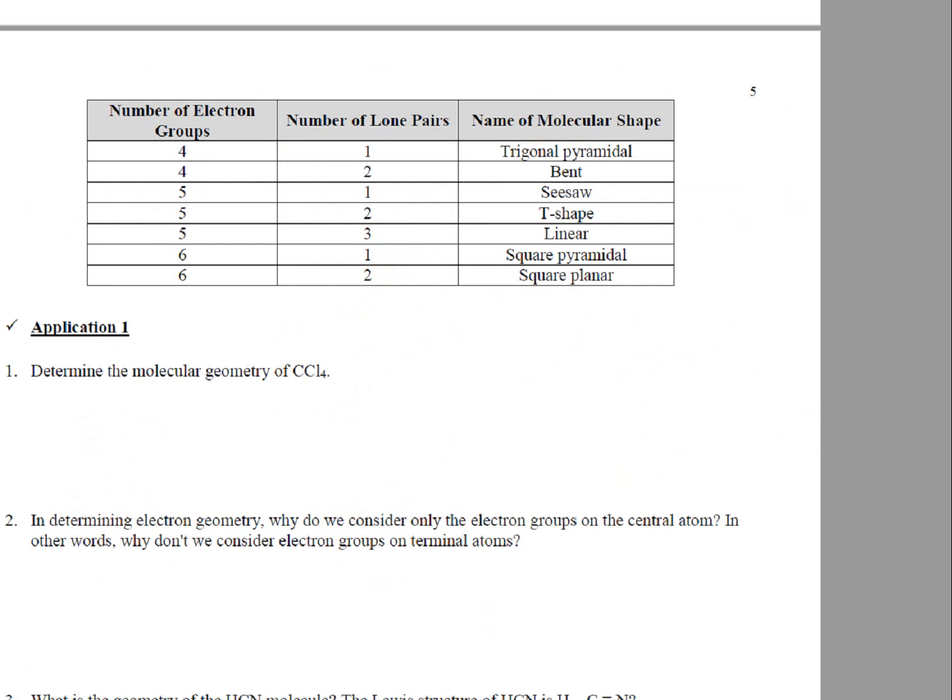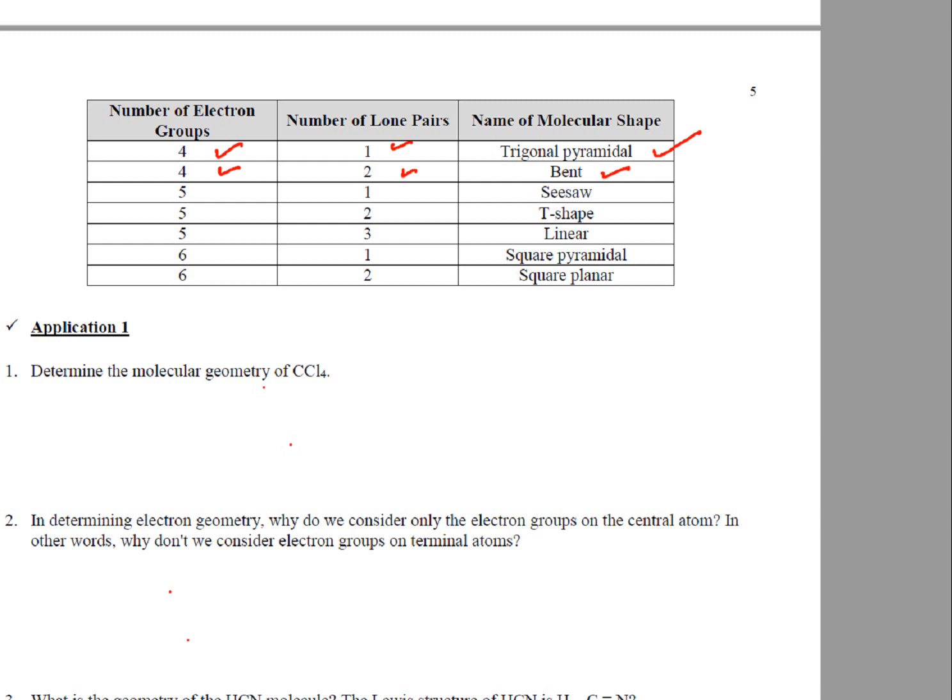Remember, this table depends on the number of effective pairs, or electron groups, and the number of lone pairs. The molecular geometry will be altered. Presence of 4 electron pairs, one of them a lone pair, makes the geometry trigonal pyramidal, like in ammonia. Presence of 4 effective pairs, 2 of them lone pairs, makes the molecule bent, like in water, and so on.